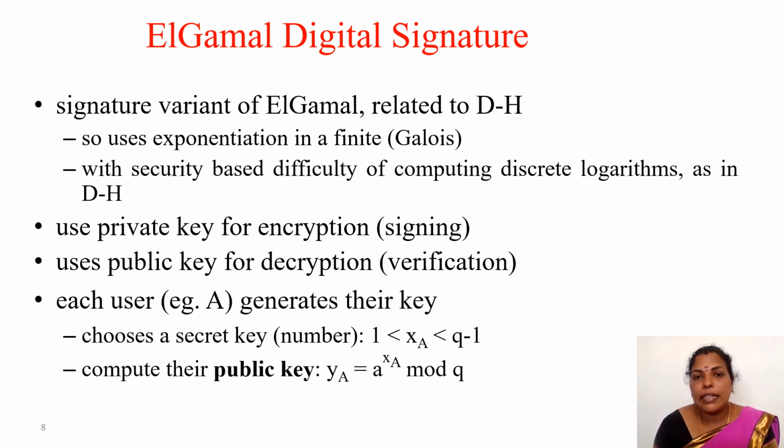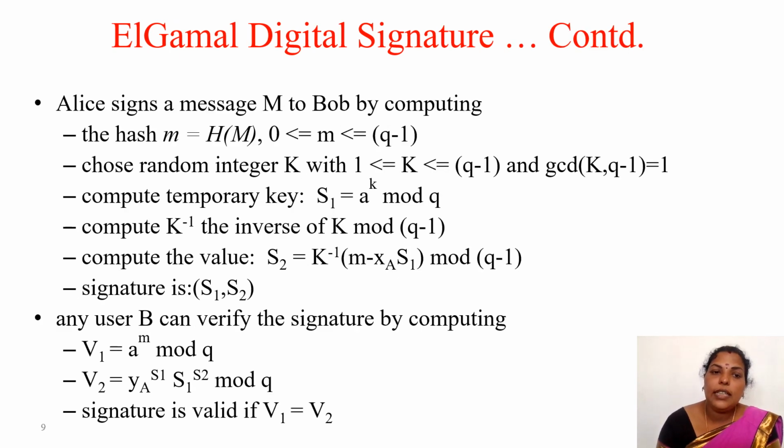In this Elgamal digital signature, it uses a private key for encryption, that is, in order to perform the signing process, and it uses the public key for decryption, that is, in order to verify the signature. Each user, for example Alice, generates their key, that is, chooses a secret key number XA that lies between 1 and q minus 1. Then they compute the public key, that is, YA equal to a power XA mod q. Then Alice sends a message M to Bob by computing the hash of the message.